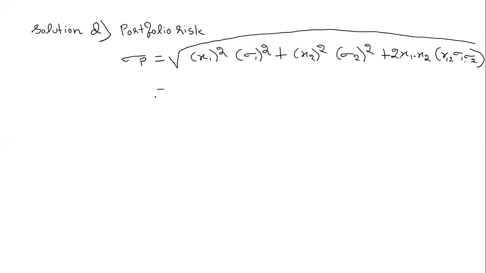Okay, so see here, X1 is the weight. In the problem it is given that we are investing 60% in L, so that is the weight X1, with the standard deviation of security L. X2 is the 40% we are investing in M, with the standard deviation of M. Here 2 into X1, the portion we are investing, into X2, the portion, and R12 is what we call the coefficient of correlation, and here standard deviation 1 and standard deviation 2.